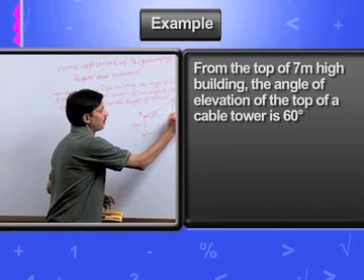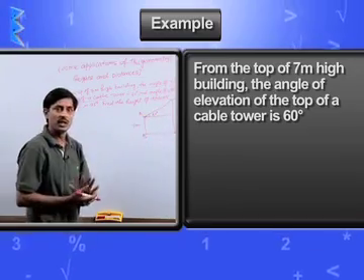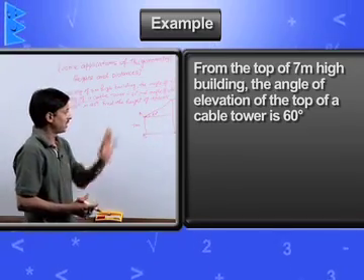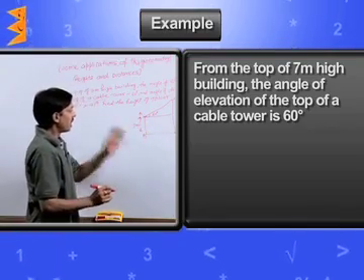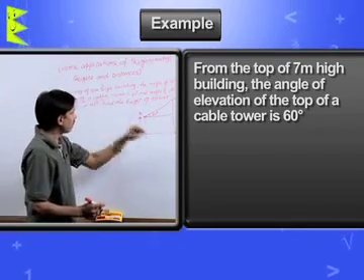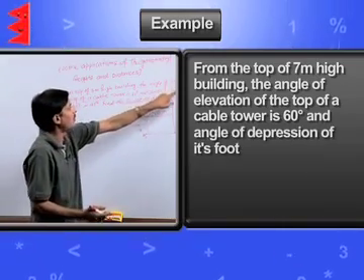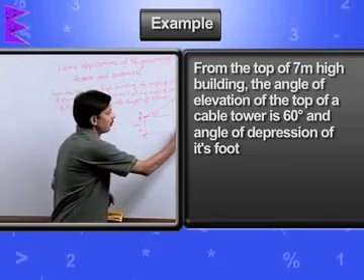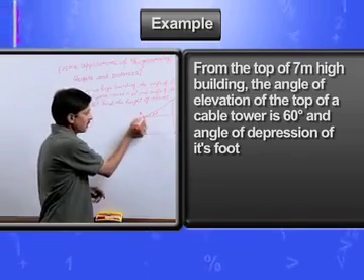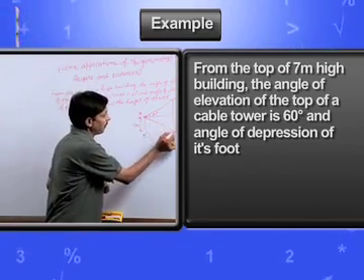If I mention point E here, angle EAC is 60 degree. A is the point of observation, that is the top of the 7 meter high building. Now the same person from the same situation in the same problem is observing the angle of depression of its foot, that is, the foot of the tower, from the same position, from the top of the building.